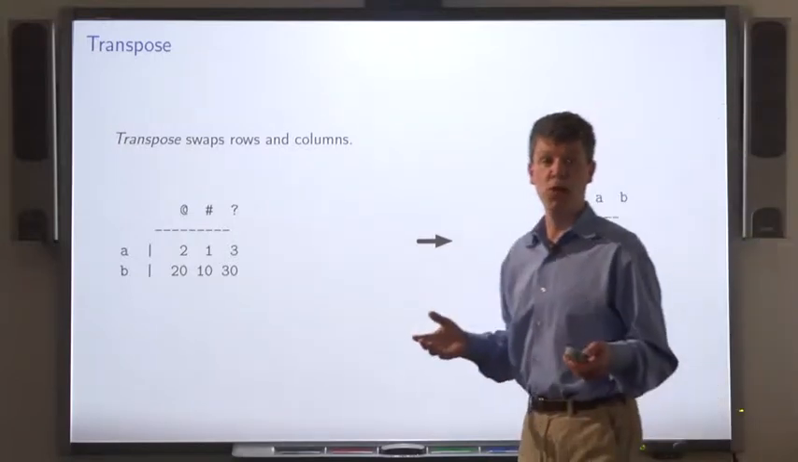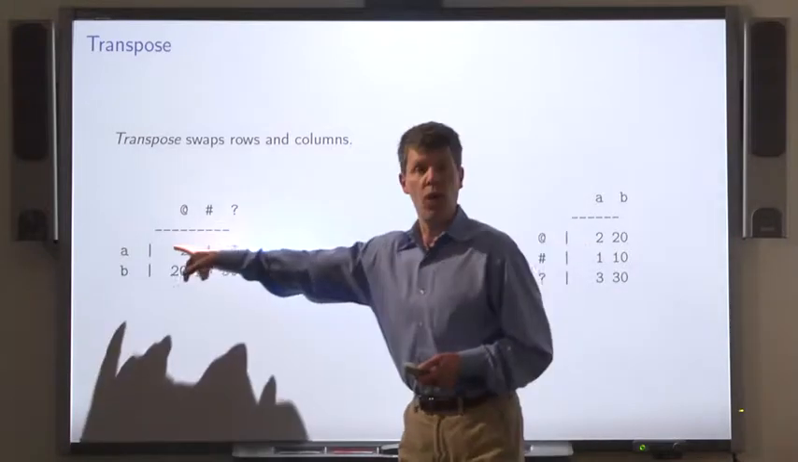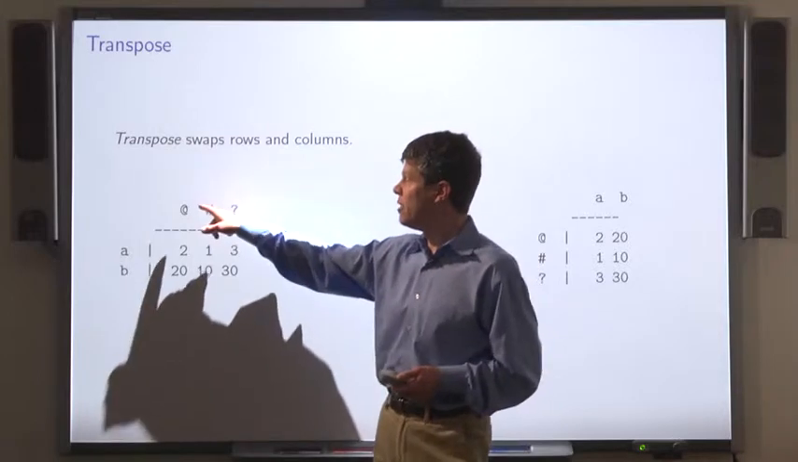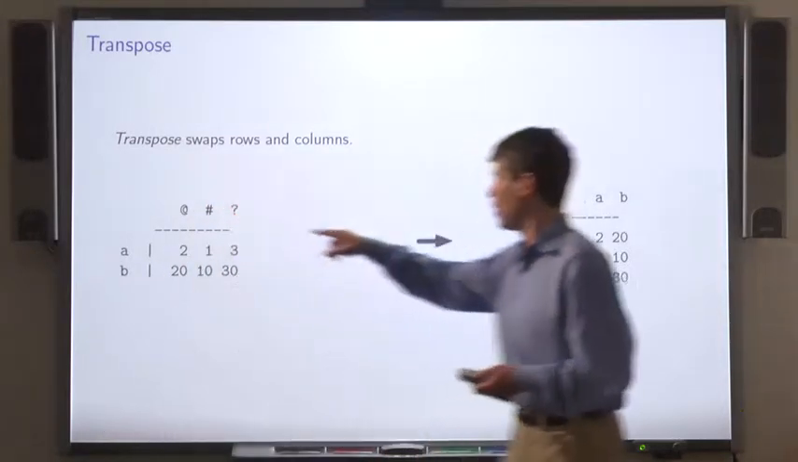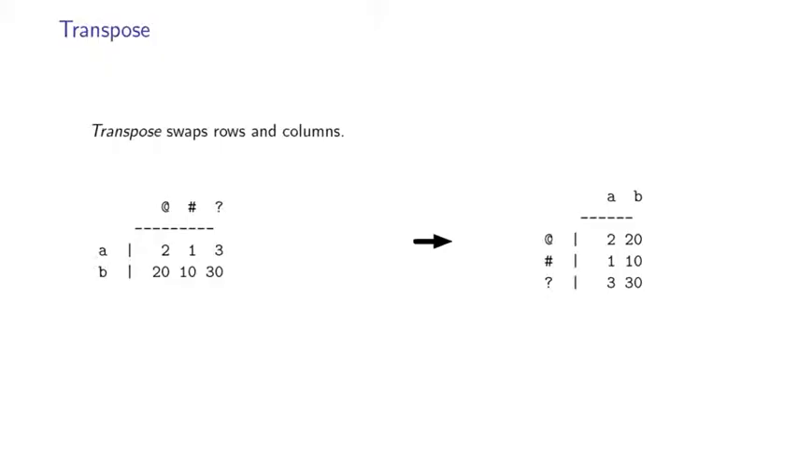Transpose swaps rows and columns. So if you start with this matrix, where the row labels are A and B, and the column labels are at, sharp, and question mark, you apply transpose, you get this matrix. So for example, the entry in row A and column sharp of the original matrix is the entry in column A and row sharp of the transposed matrix.